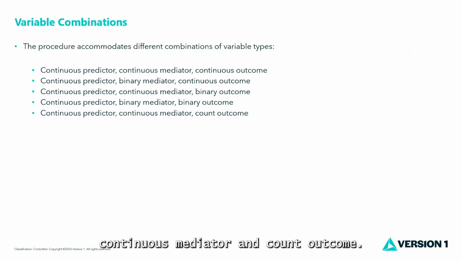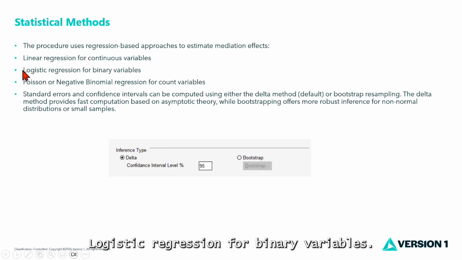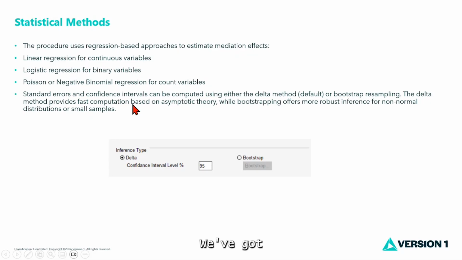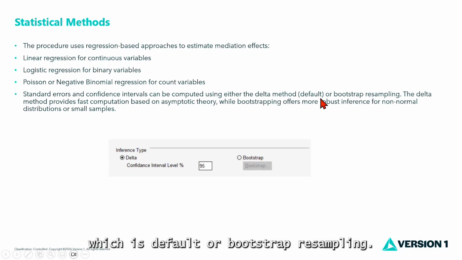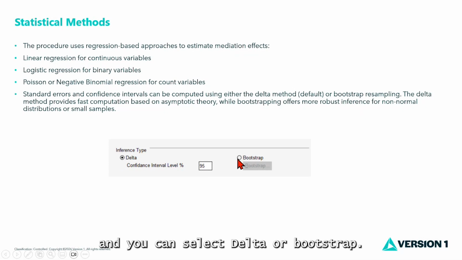mediator, and count outcome. Now, with statistical methods used, the procedure uses regression-based approaches to estimate mediation effects. We have linear regression for continuous variables, logistic regression for binary variables. We've got Poisson or negative binomial regression for count variables. Now, standard errors and confidence intervals can be computed using either the delta method, which is default, or bootstrap resampling. I'll show you where this sits within the dialog box, but you can see here we have the inference type area, and you can select delta or bootstrap.